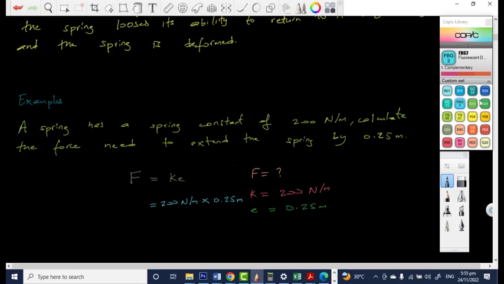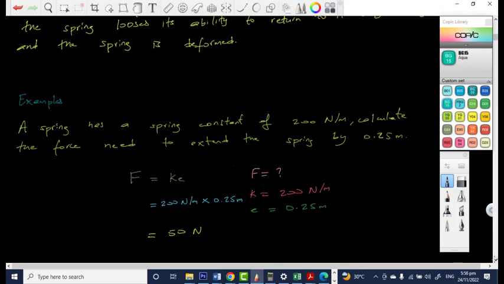Newton per meter, and we're multiplying that by the extension, which is 0.25 meters. So all we have to do now is plug this into a calculator, and when we do so, what's the value we get? Right, 50 newtons. So we'll just multiply this together and we get 50 newtons. Anyone have any question on this? Any question? What if you're trying to find the extension?